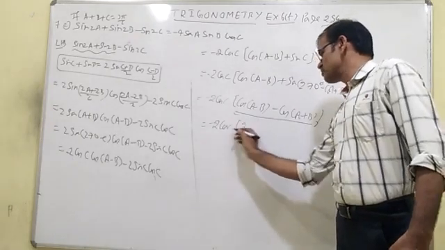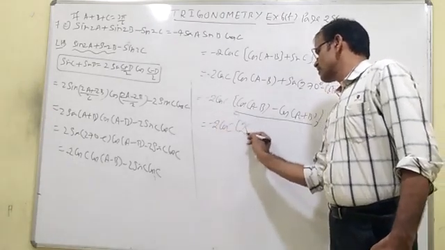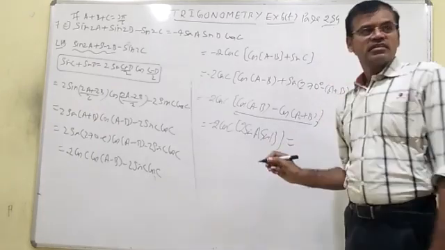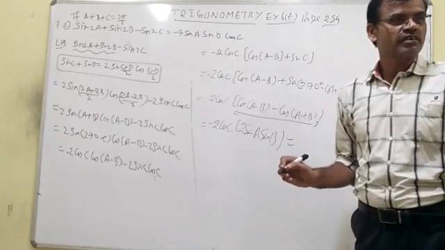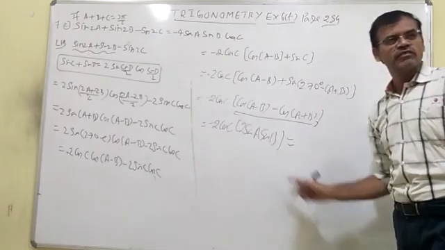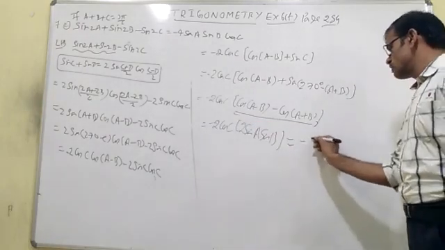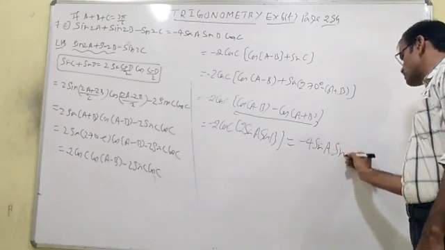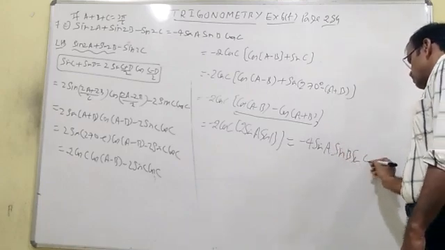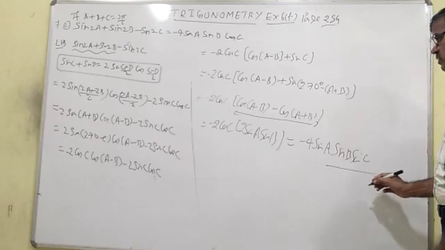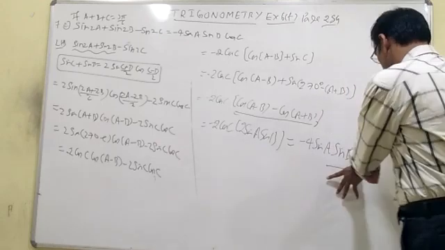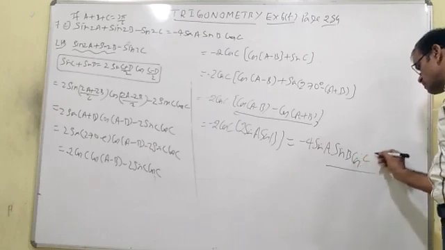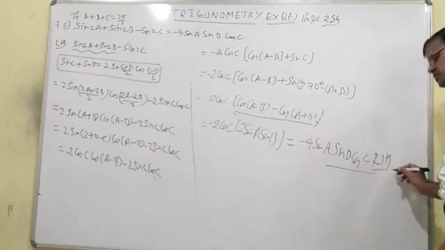This is 2 sin a sin b. Have you seen the formula? 2 sin a sin b. Now what is the value of 2 into 2? 4. In the order you write, minus 4 sin a sin b. Not sin c, students, because it is cos. Minus 4 sin a sin b cos c. This is all of this.